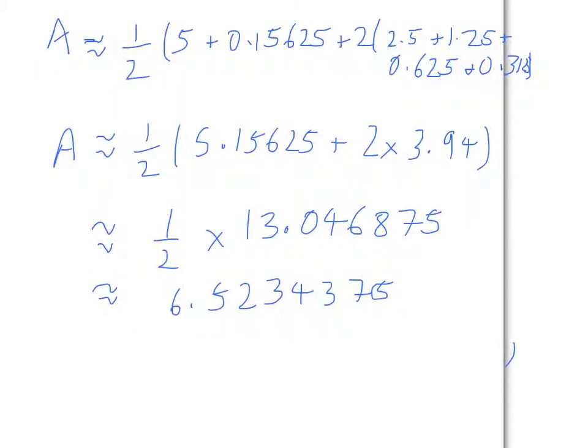It is perfectly acceptable to round it. If the question asks you to give it to a certain accuracy, that is fine. If not, to two decimal places it is 6.48 square units. So that is using the trapezium rule to solve a question for finding the area underneath a curve.